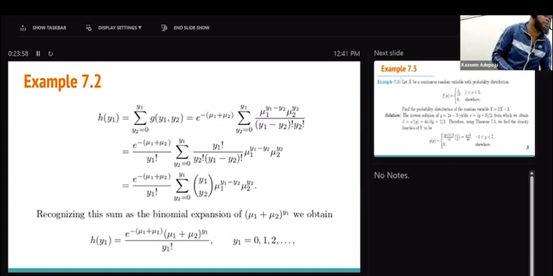You see one? Yeah, it's a discrete variable. You know, Poisson is discrete. That's why we're using the sum. Does that make sense? Okay, now that's a good question.